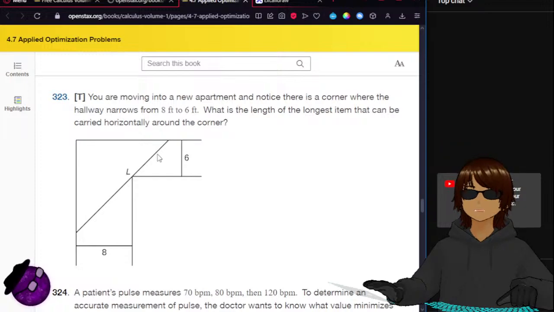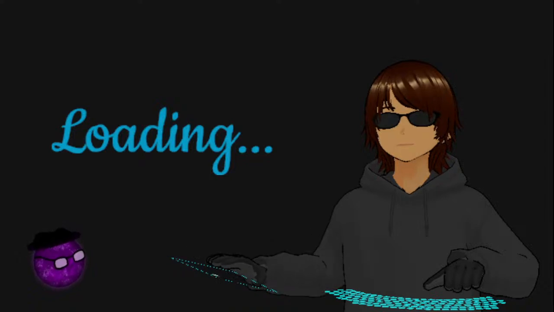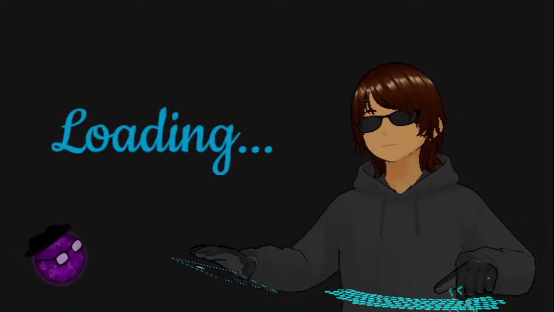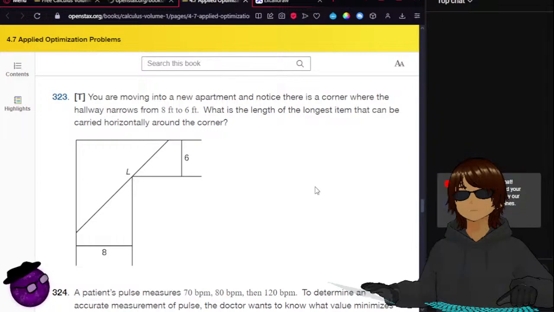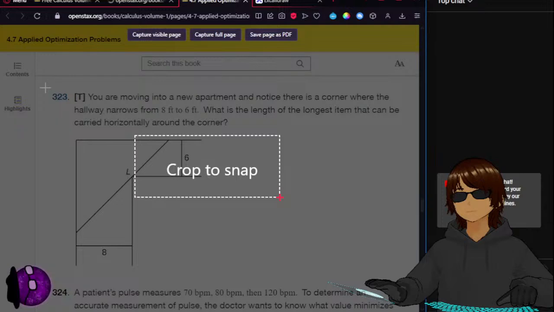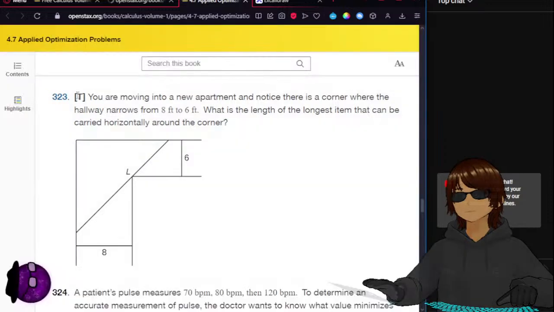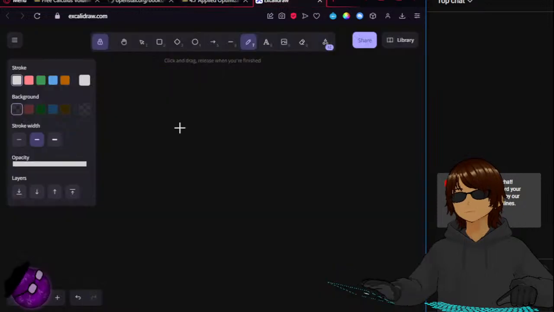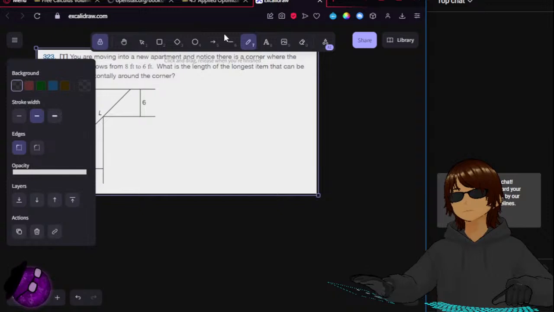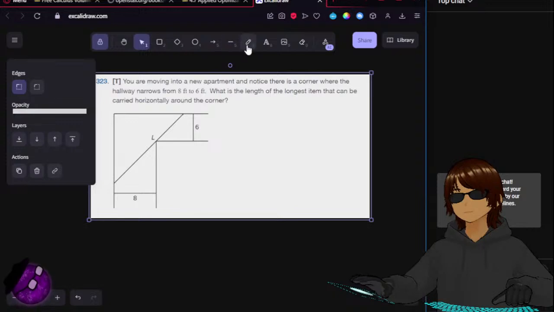Also, let me check if my mouse is being recorded. Wait, I'll have to do it on OBS. Okay, it shows the mouse here. Copy. Then I'll drag this here.